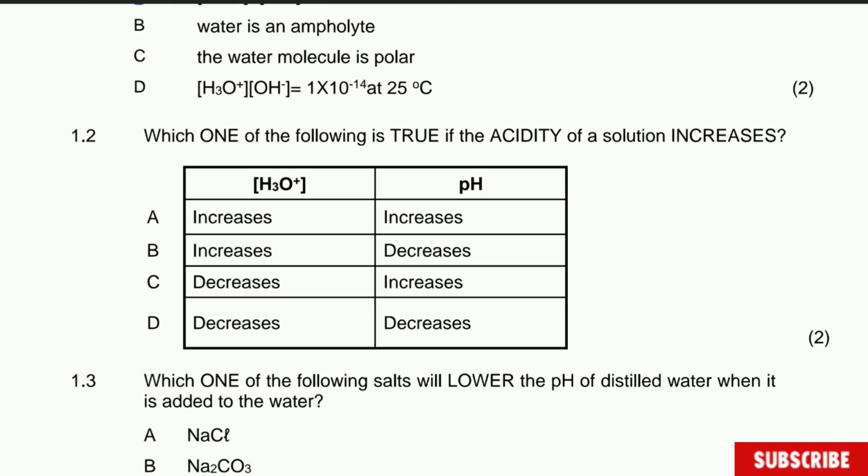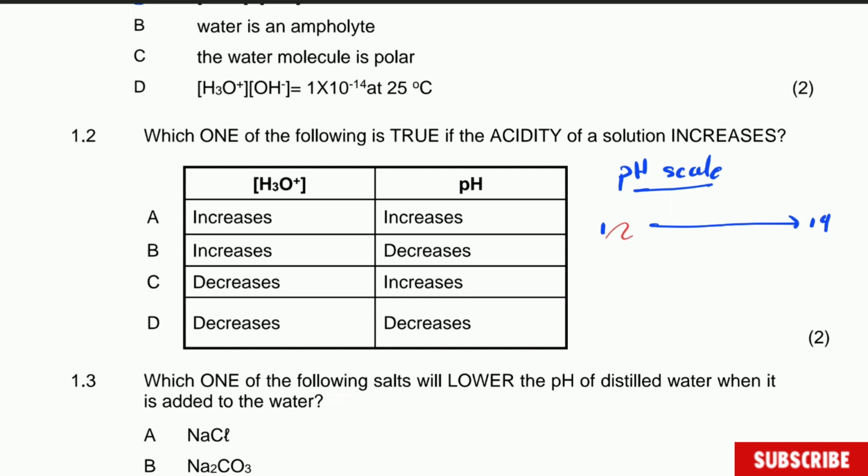Question 1.2. Please guys, stop the video, try to answer the question. Which one of the following is true if the acidity of the solution increases? Now remember the pH scale. Let's write it here, pH scale, while you start answering. The pH scale is going from 1 to 14. It's going from 1 to 14.